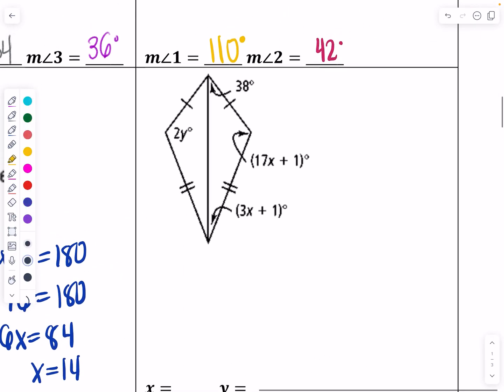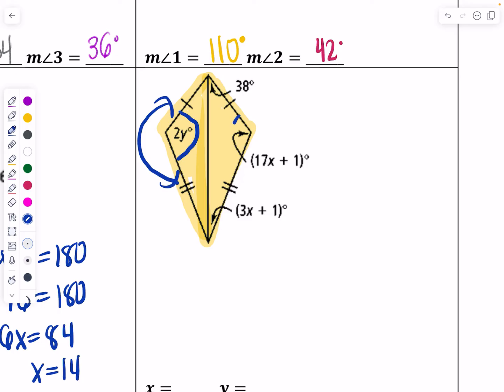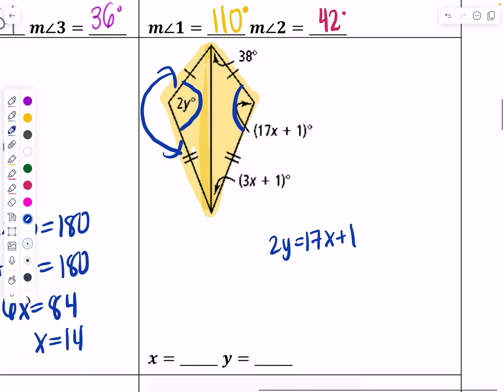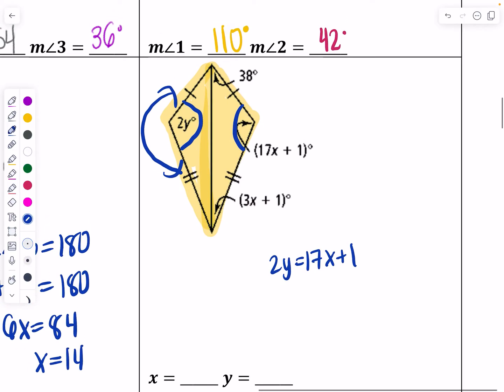All right, we know that this one diagonal is going to create two congruent triangles, this yellow one as well as this yellow one. Those are going to be congruent to each other. And I know that this 2y that's in between these non-congruent sides is going to be congruent to this angle, which is in between the other two non-congruent sides. So I know that 2y is going to be equal to 17x plus 1. Sadly, that does not allow me to solve for either variable, so I'm going to have to approach it differently.